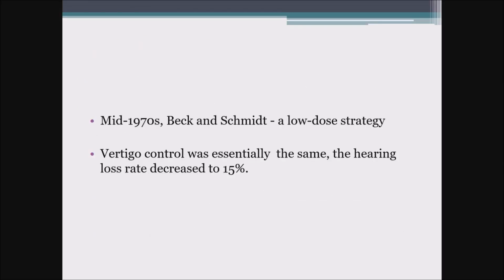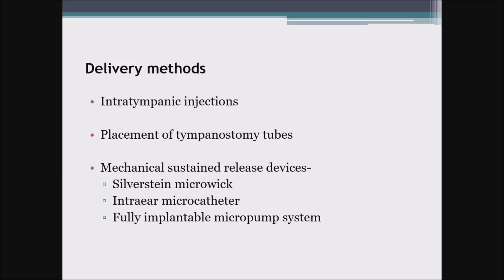The next study was done by Beck and Schmidt in 1970, who used a low-dose strategy with streptomycin. Vertigo was controlled the same, and the hearing loss rate decreased to 15%.